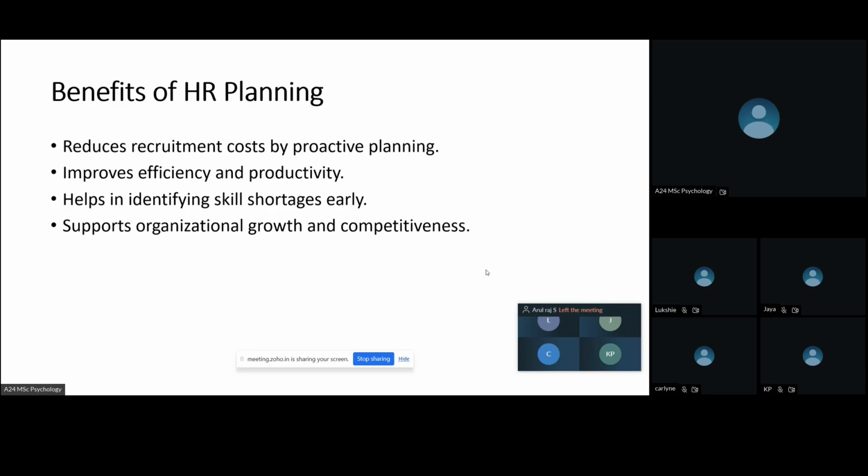And then, as we were saying throughout, it supports the organizational growth and competitiveness. So let's say CTS and TCS are competition to each other. By doing HR planning, it supports the competitiveness, staying competent in the market between these two consultancy companies, as I was saying as an example. So HR planning supports the competitiveness.